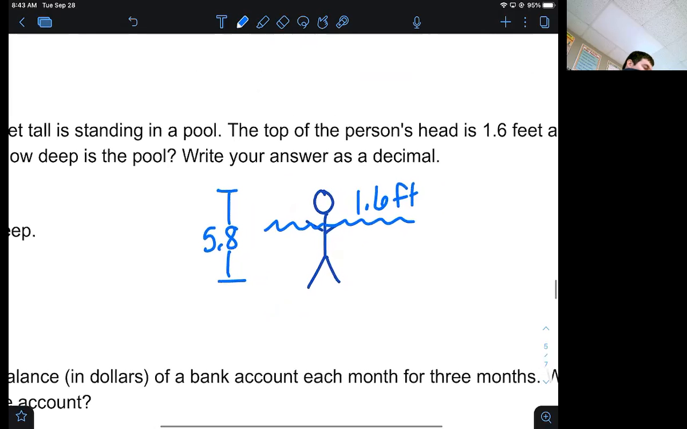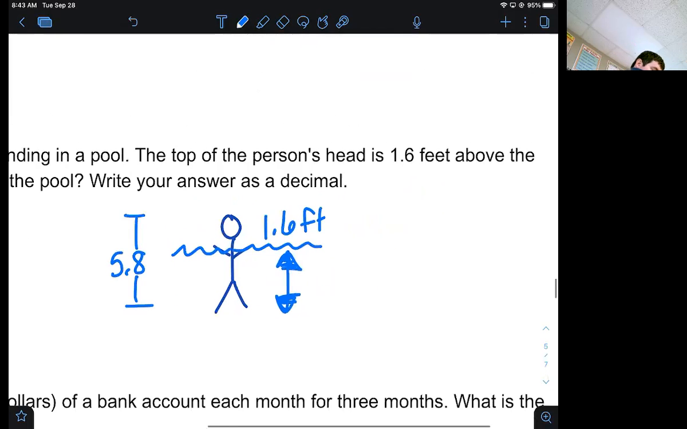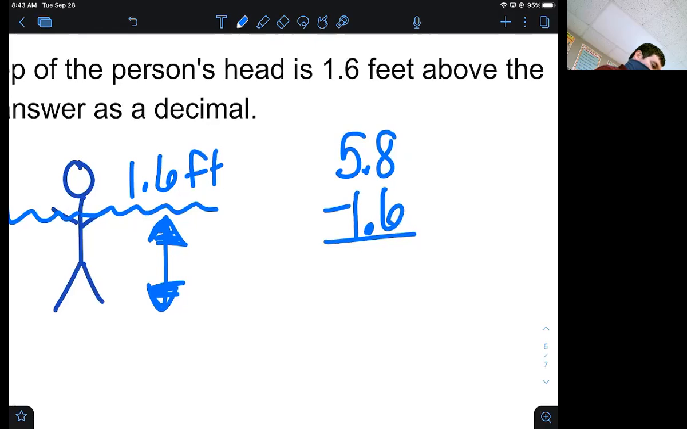So how do I find out how tall the water is, or how much water is in the pool, how deep it is, knowing that my head is sticking out 1.6 feet above the water? Hannah? That's right. Take my height, subtract away the portion that's sticking out of the water, and whatever's left over is how deep the water is. What's 8 minus 6?